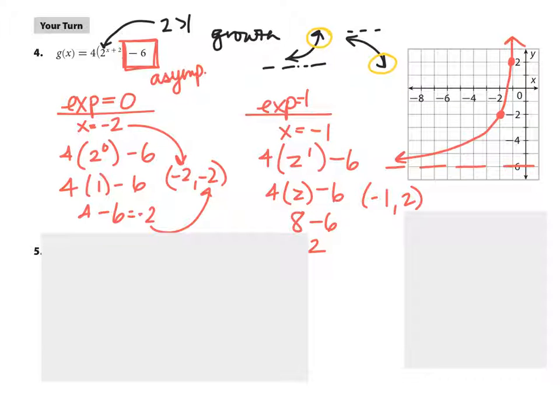All right, the last thing here, just so that we work on it, we'll get more practice tomorrow. Domain is again going to be all real numbers. Range this time is going to be y is greater than -6, because my graph is above this asymptote line. All right, let's look at an example of decay.